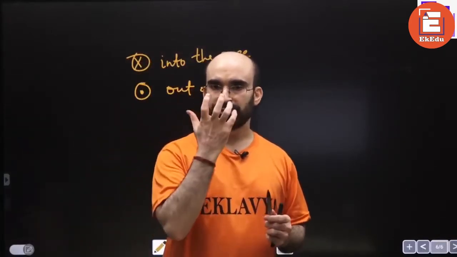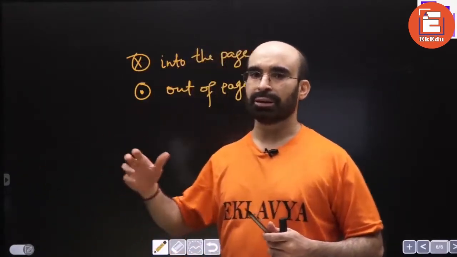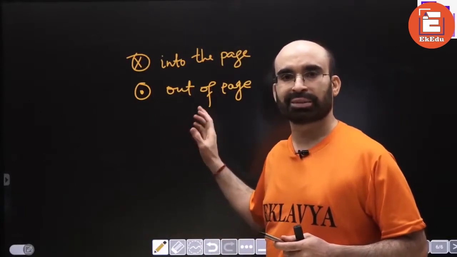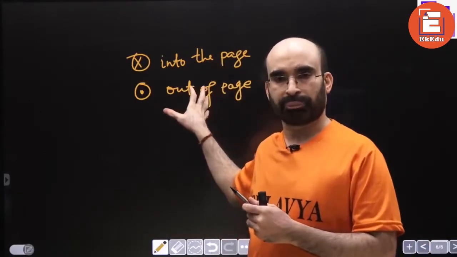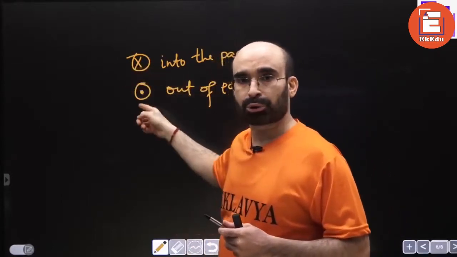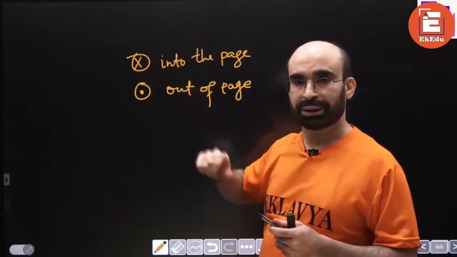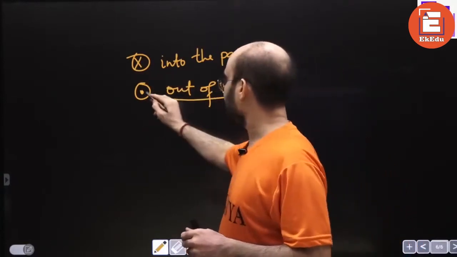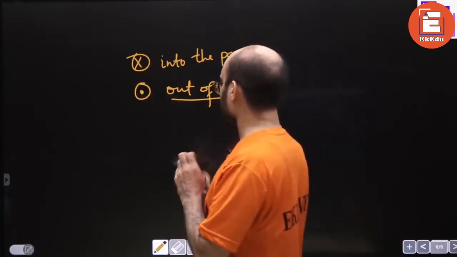We have to visualize it in 3D terms, but while expressing, we have only a 2D system, no? So we can do it in this manner. Into the page is a cross, out of the page, outward, is a dot. Understood? So this we need to understand.